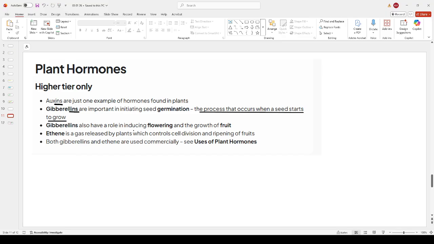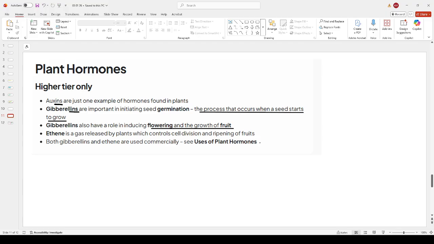Gibberellins also have a role in inducing flowering and the growth of fruit. Anyone remember what flowering is? Probably remember it from year 7. Yeah, you could say yeah. So when the flower starts to form petals, when it starts to form its flower.